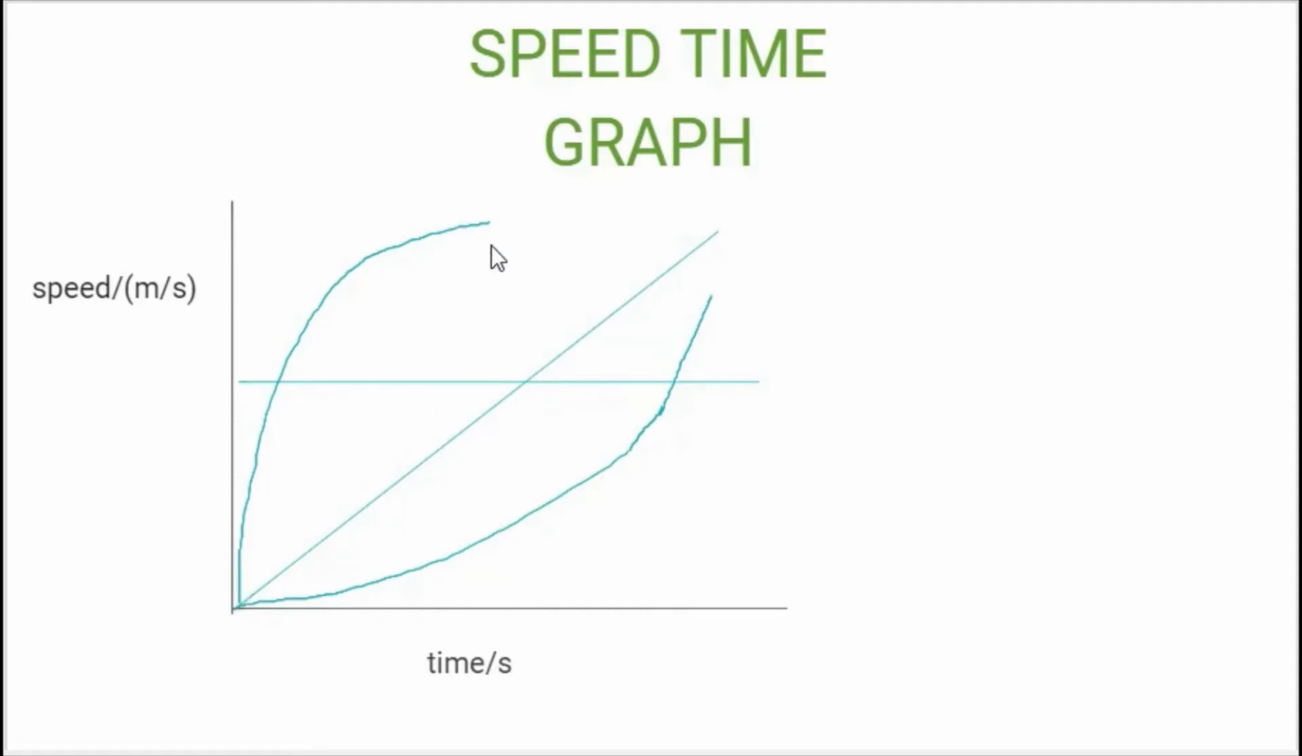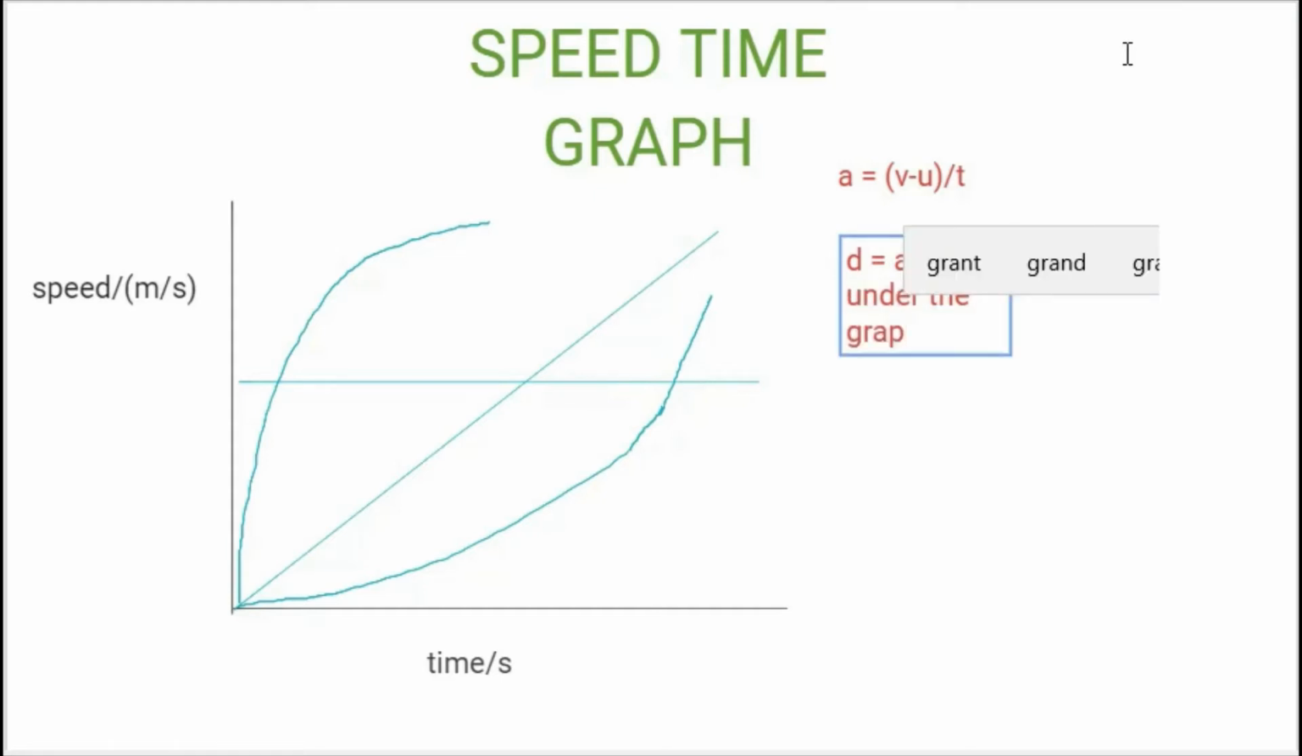And we have the curve that is curving downwards slowly, that one having decreasing speed, and the curve that goes upwards is increasing speed. Now we have an equation to find acceleration. That is, acceleration is final velocity minus initial velocity all over time. The other equation is to find distance, but here the distance is found by the area under the graph. We'll talk about more of this later.